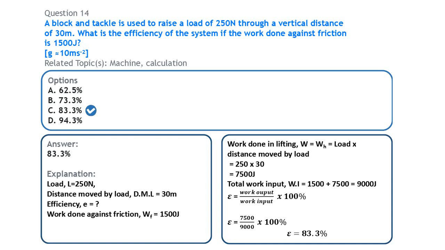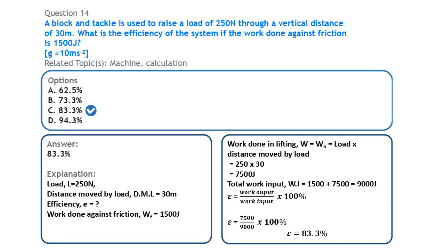Now we look at the work done in lifting the load. The work done in lifting the load will be equal to the load times the distance moved by the load. That will be 250 times 30, so this is 7500. So the total work is going to be equal to the work done against friction, which is 1500, plus the work done in lifting the load, and that is 7500 joules. So we have 9000.